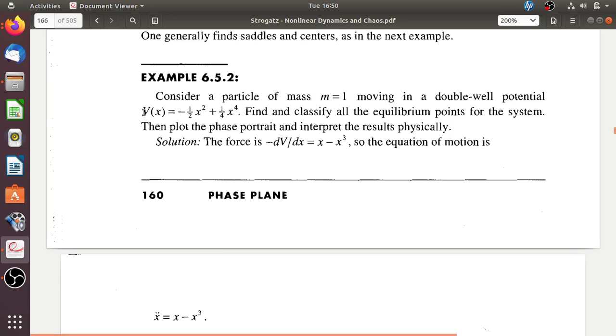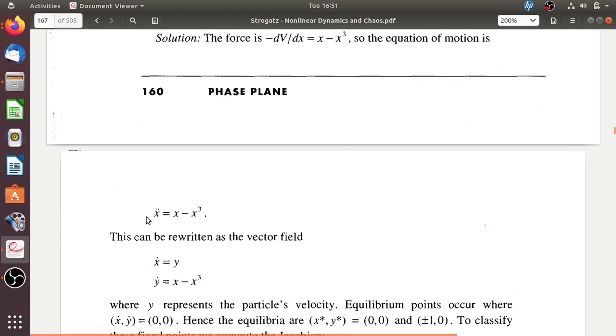Okay, so now the potential energy has been given. This form is known as a double well potential. And from this the force is equal to x minus x cube. That's the force which is acting on the particle, and the force is going to vary as the position of that particle varies. And from the equation F is equal to ma, we will get this one. Since m is equal to 1, we have only x double dot.